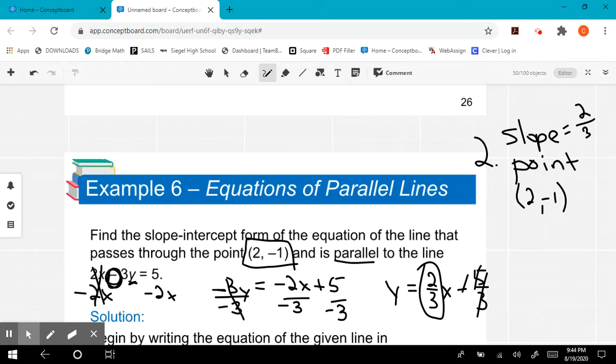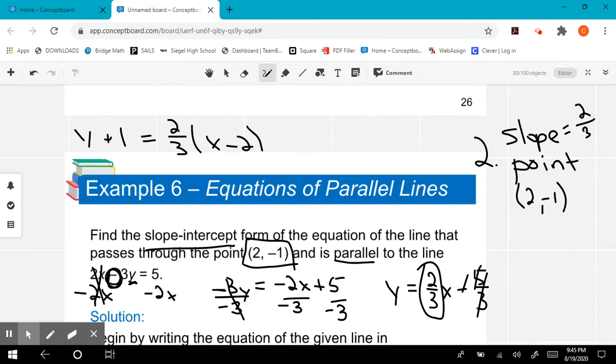Now I'm going to go to my point slope form to create the equation. Even though it says to put it in slope intercept form in its final version, it's a little bit easier to create the equation using point slope form. So I'm going to say y minus, what's the y coordinate? -1, so that's going to be y plus 1 equals the slope, 2/3 times x minus, what's the x coordinate? 2. So that's the point slope form.